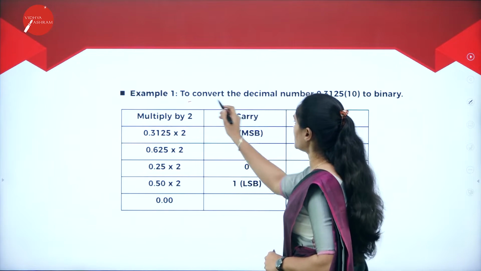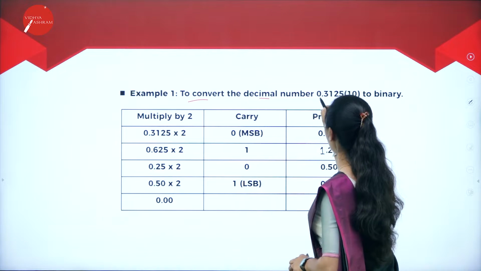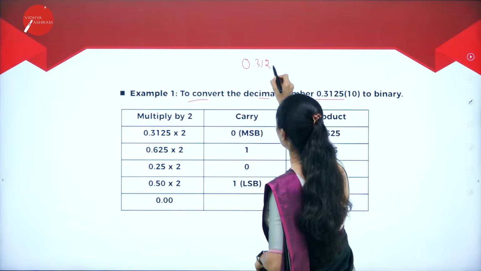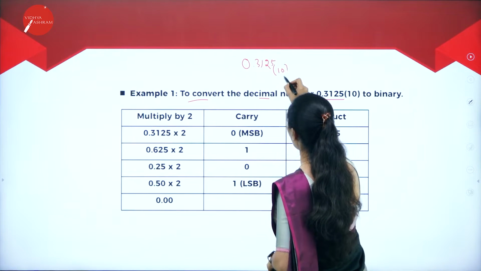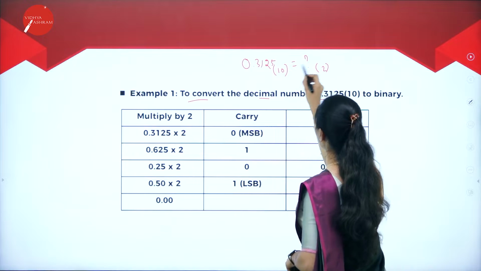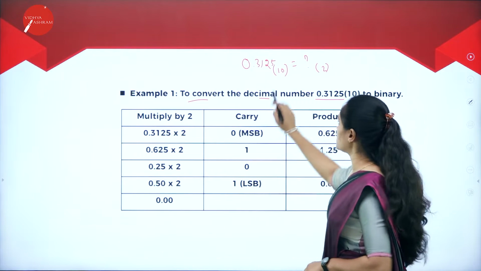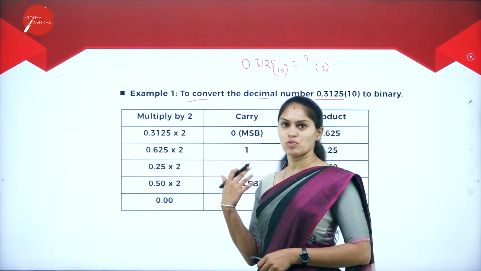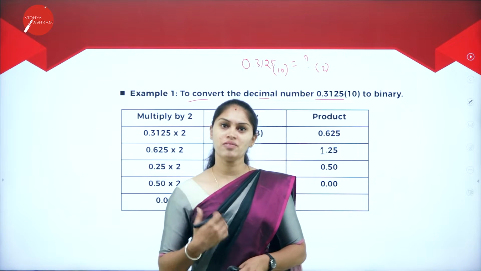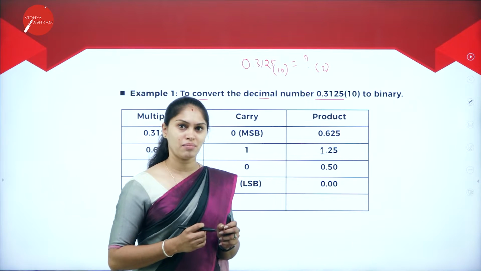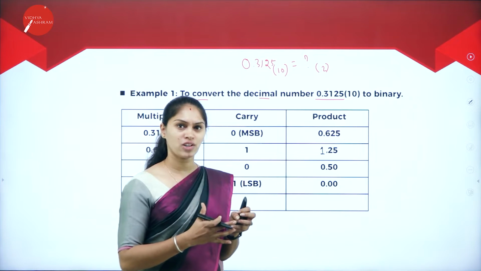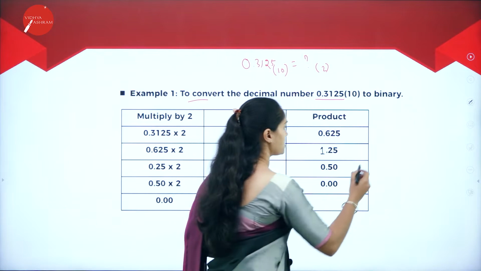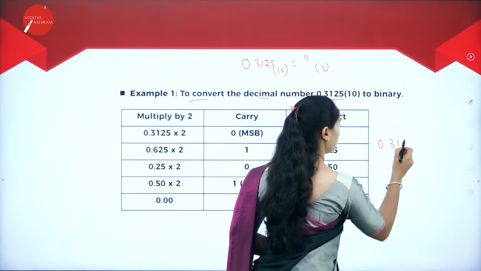Okay, so here we are converting the decimal number 0.3125, which is of base 10, into a binary number. We already know the steps we are supposed to follow. In step 1 we are going to multiply the given number by 2, and whatever we get, we have to mark its carry and product value. Okay, so let me start with this 0.3125.